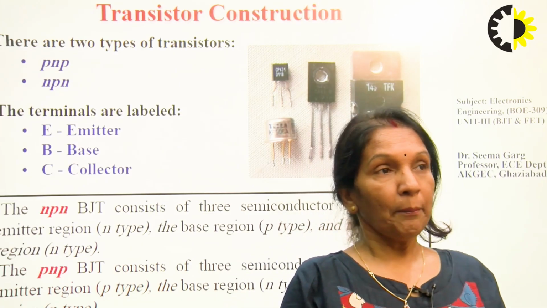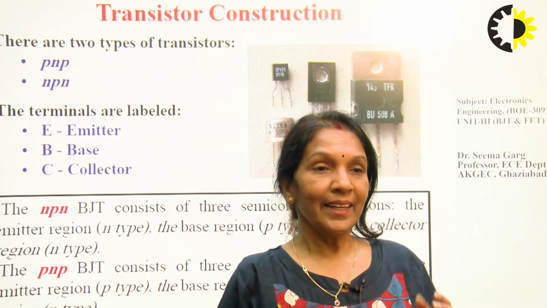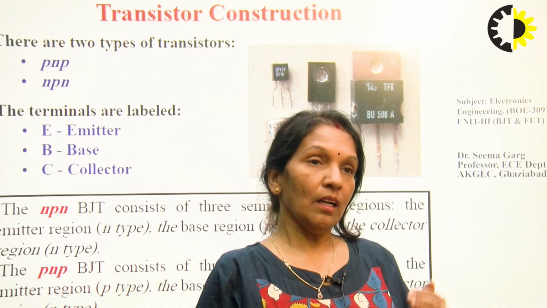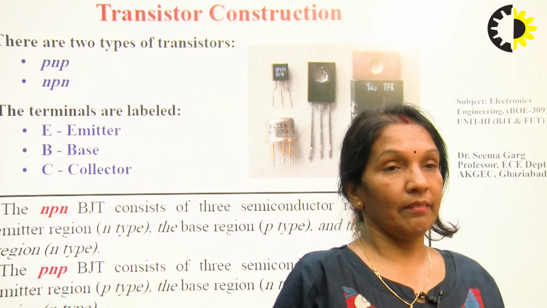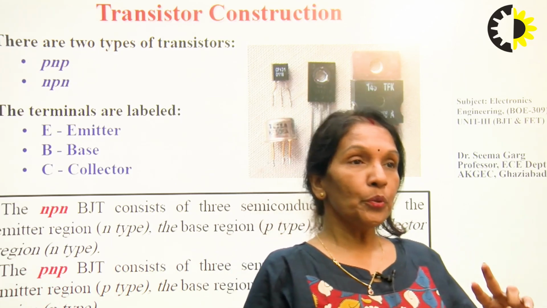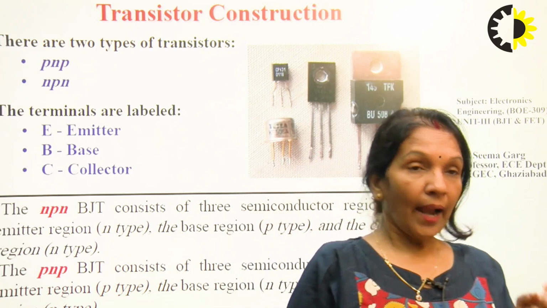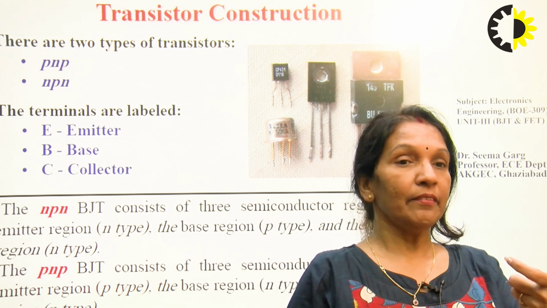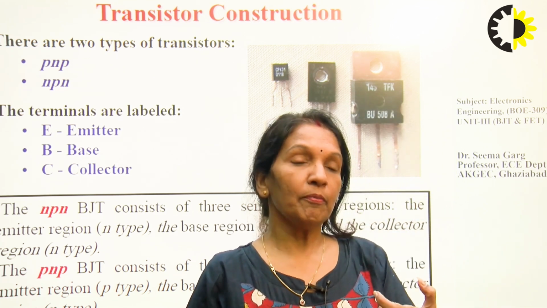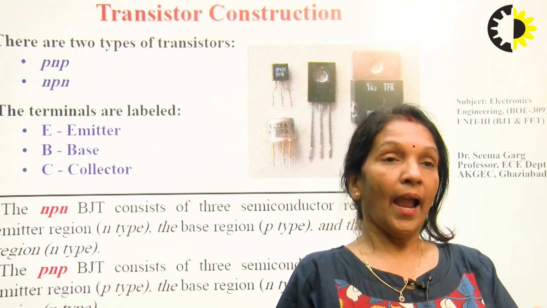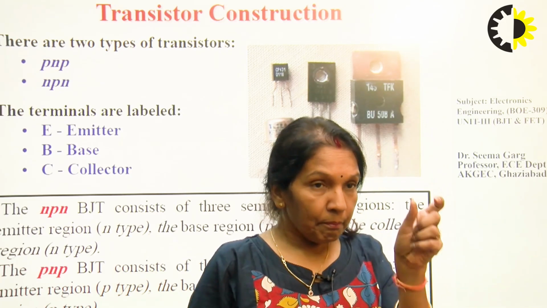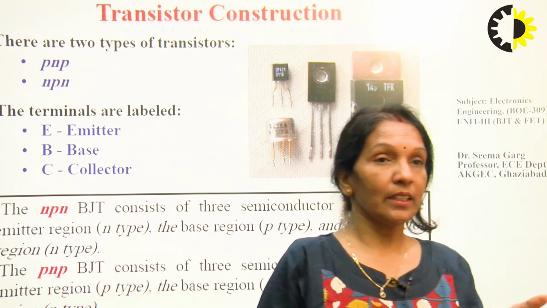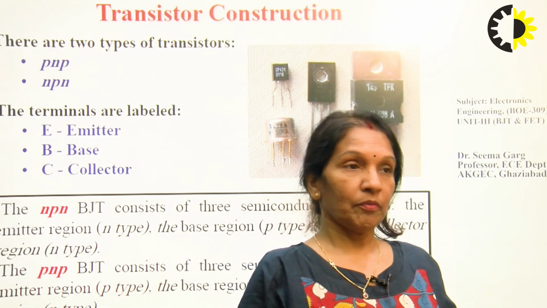So the transistor basically consists of two types. The transistor is a three-layer semiconductor device, consisting of two N-type semiconductor materials and one P-type semiconductor material. It means if a P-type semiconductor material gets sandwiched between two layers of N-type material, then we call it an NPN transistor. And if the N-type semiconductor material gets sandwiched between two P-type semiconductor materials, then we get the PNP type of transistor.